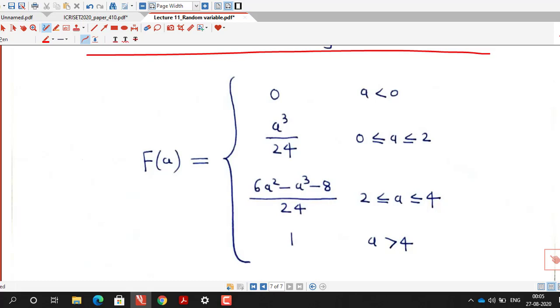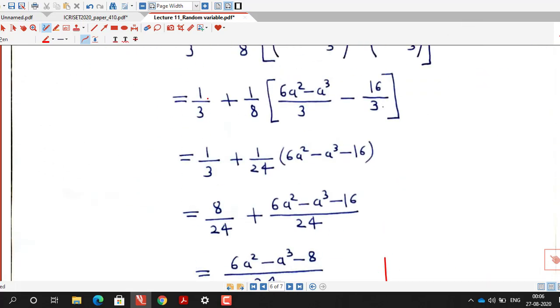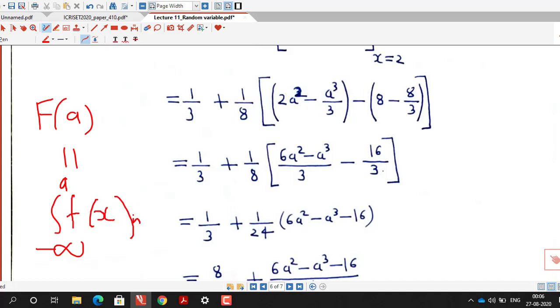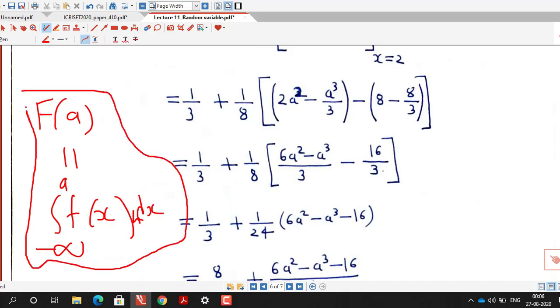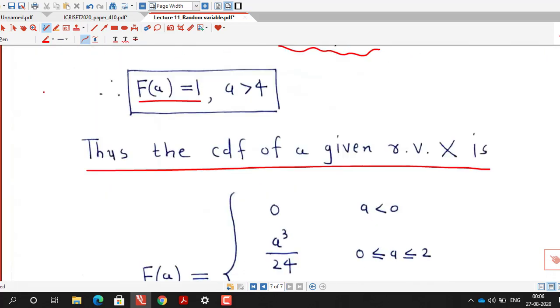So in this way, if our function is non-linear, then we can use the definition of CDF. We are just using this definition: F of a is nothing but the integral of the PDF f(x) dx from minus infinity to a. So if our function is non-linear, then using this definition we can find out the cumulative distribution function of a continuous random variable.